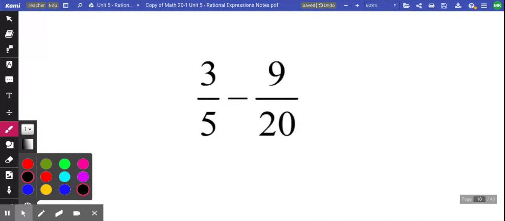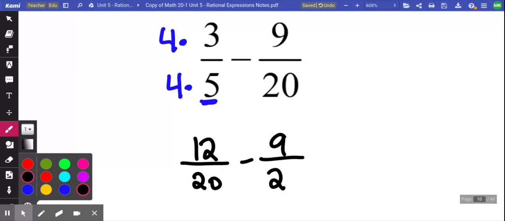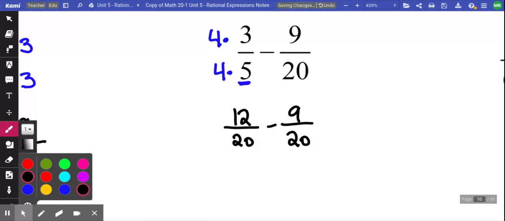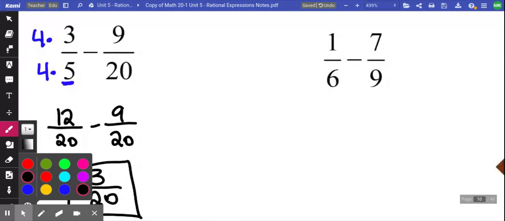We look up here, we'll do another one. You look at your two denominators, you realize you have to get them to be the same number. I can actually turn 5 into 20 if I just multiply by 4. What I do to the bottom, I do to the top. So that gives me 12 over 20 minus 9 over 20. And again, I think of this as 20ths. So I have 12 20ths minus 9 20ths. That means I would have 3 20ths. Right? Because 12 minus 9 is 3, and it's 20ths still.